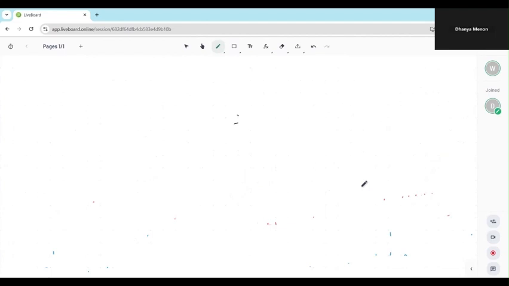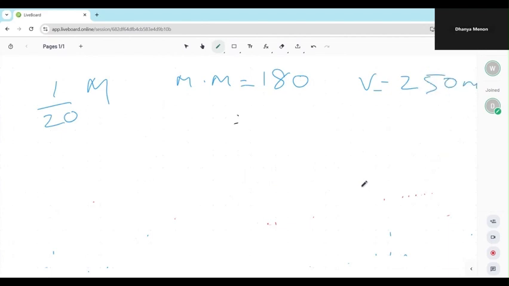I hope you have taken the screenshot. They have given you the molarity, which is 1 by 20. They have also mentioned the molar mass of glucose, which is 180. And they have given the volume in milliliters, and from there you need to find the mass.